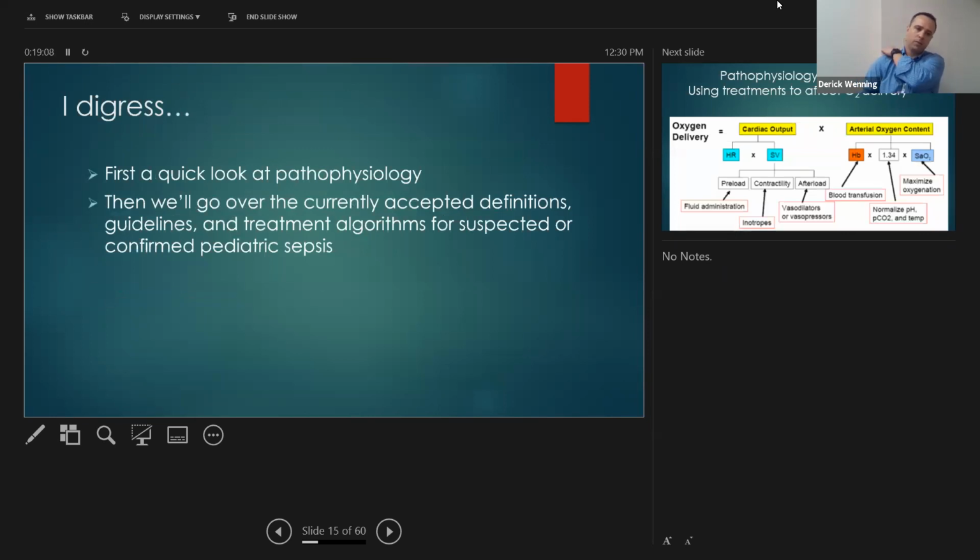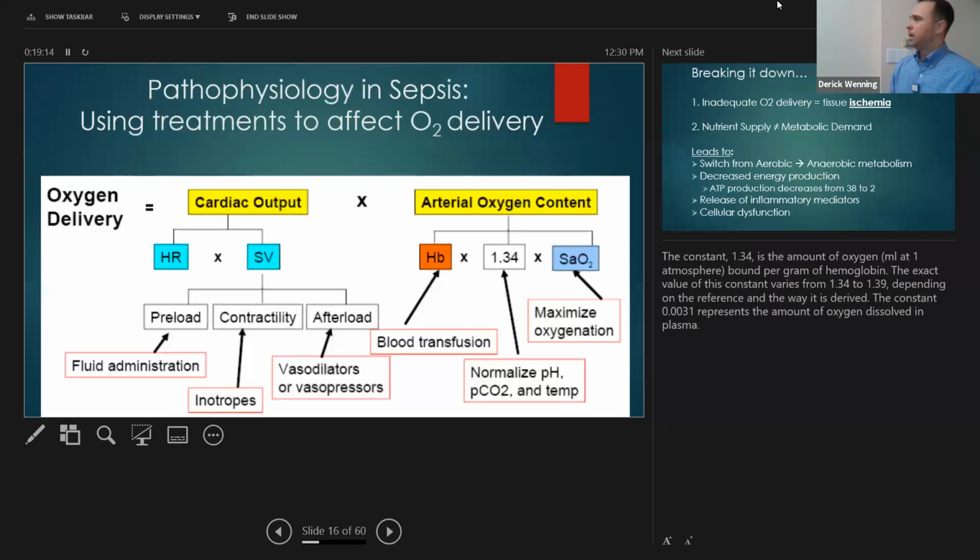So let's take a look at the pathophysiology of pediatric septic patients, and then we'll talk about the guidelines and treatment algorithms. This was actually a picture that was given to me from fellowship, and it really hasn't changed. Basically, it's all about a dysregulated host response to an infection. That's the adult population, but really that's what it is.